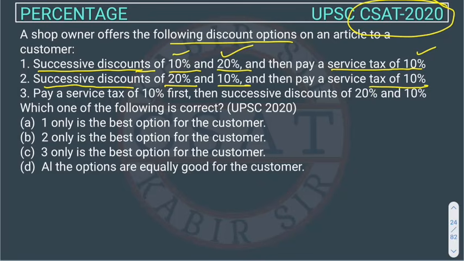Or the third option he is giving to a customer is, first he will take a service tax on the original price and then give the discount of 20% and 10%, right? So see, this is the difference. It's a very easy question. You can solve this question without even touching your pen, right? But for that you need to have a basic clarity on your concepts.